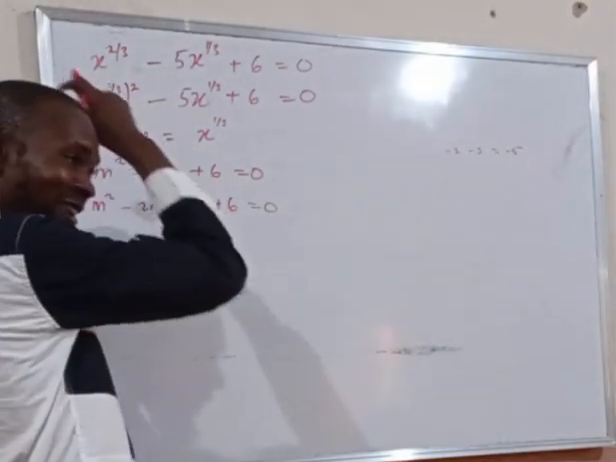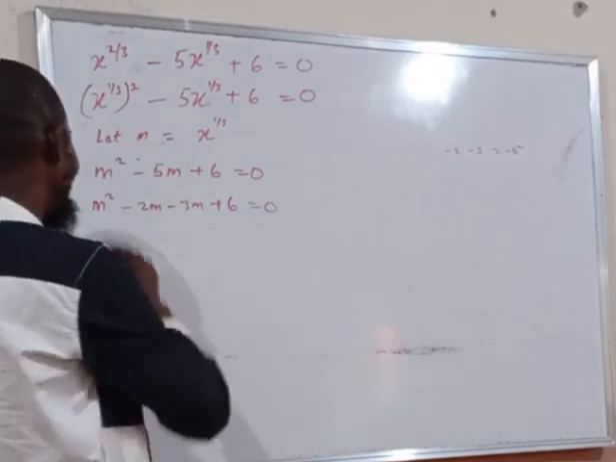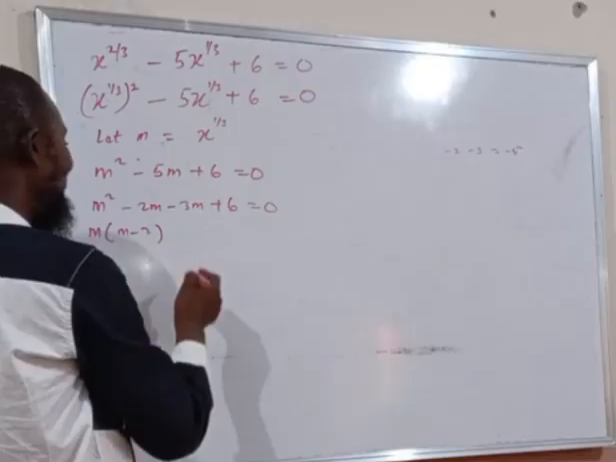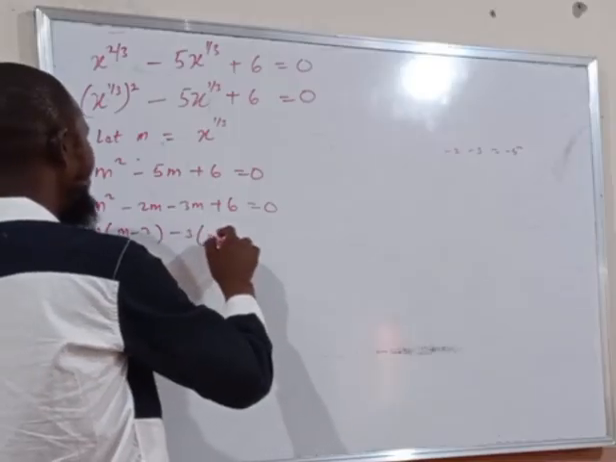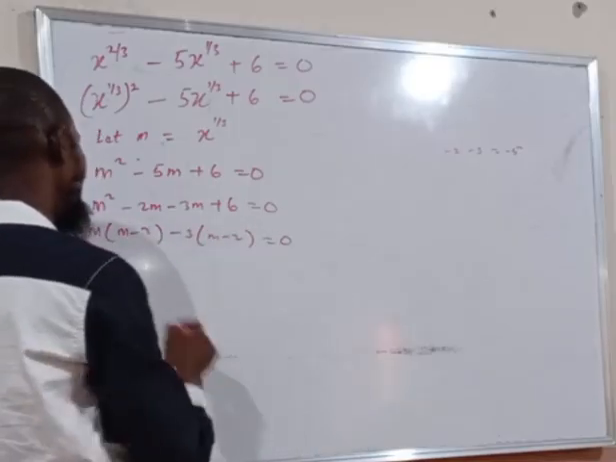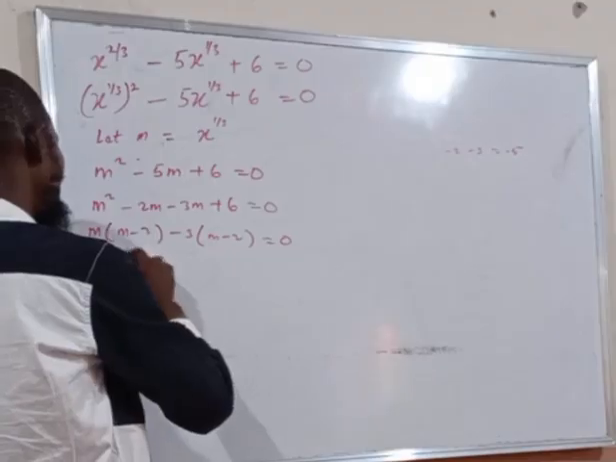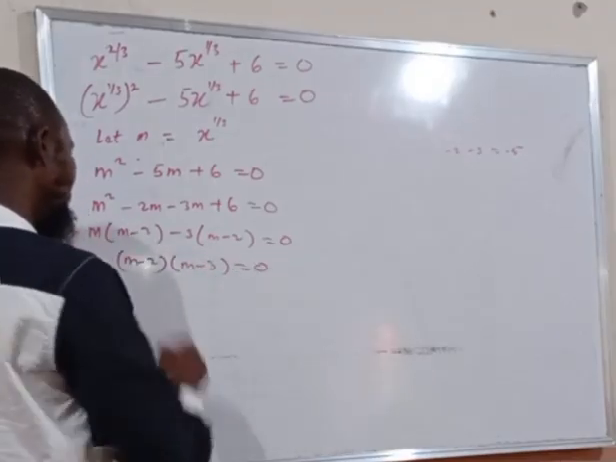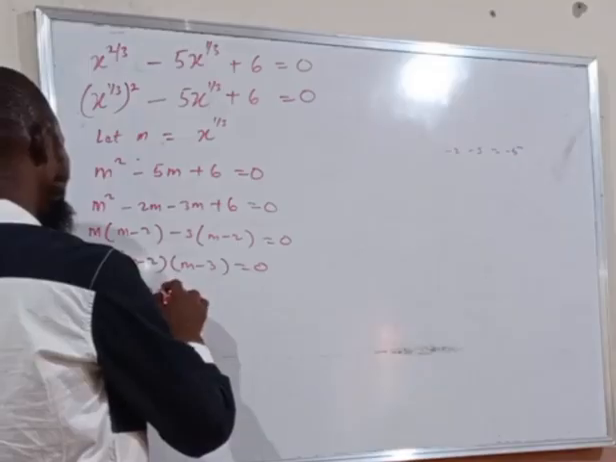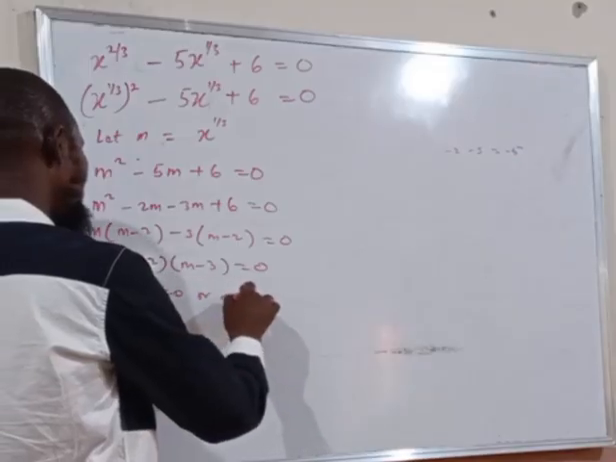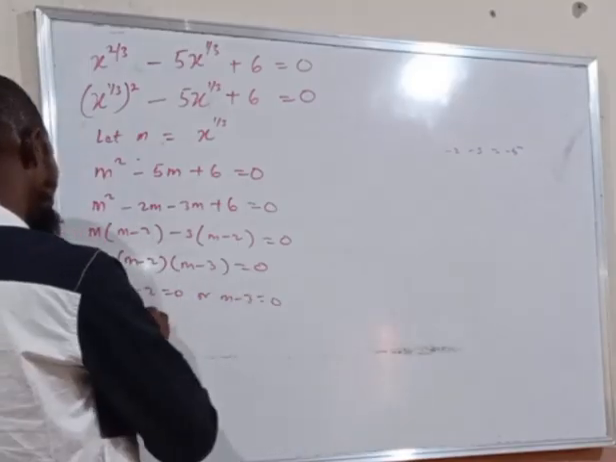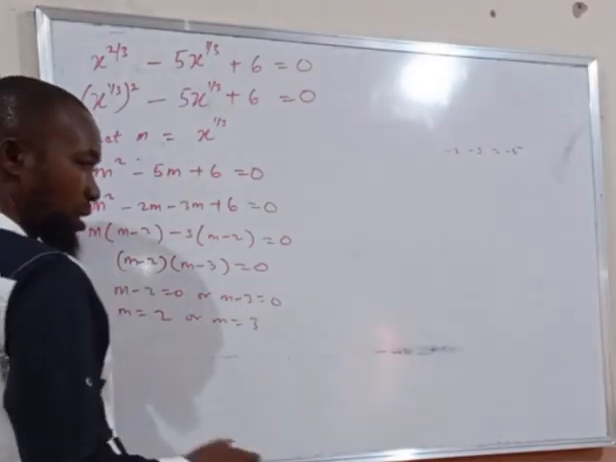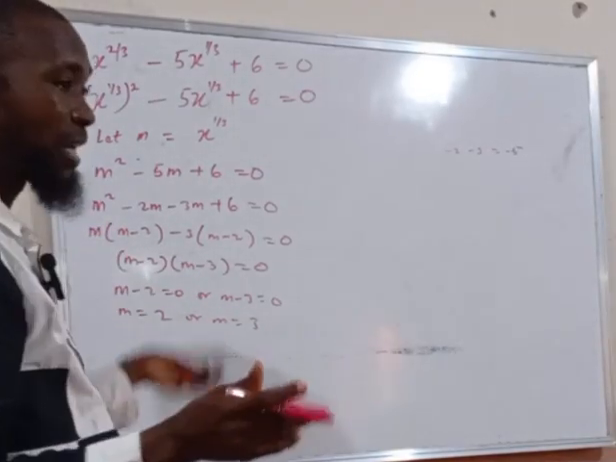Is equal to 0. So M into M minus 2, minus 3 into M minus 2 is 0. We can say M minus 2 into M minus 3 is 0. So it means M minus 2 is 0 or M minus 3 is 0. M here is 2 or M is equal to 3. But we are not asked to find M.